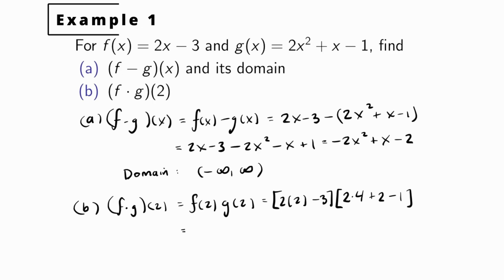And if we simplify that, 2 times 2 minus 3 becomes 1. And then 2 times 4 plus 2 minus 1 is 9. So the value of f times g at 2 is 9.